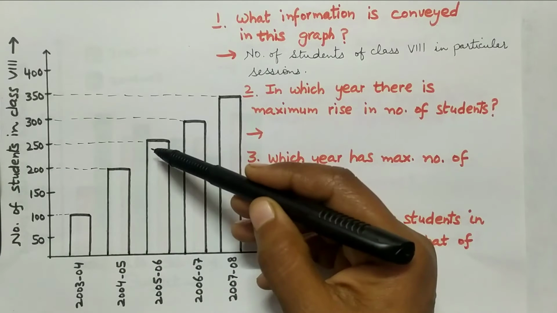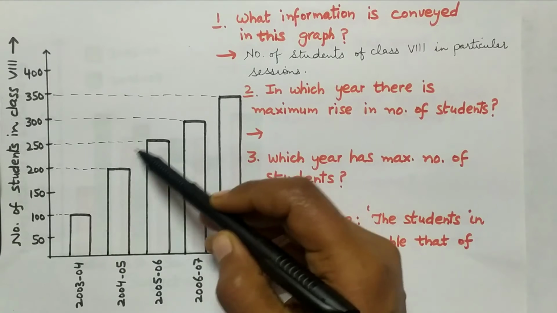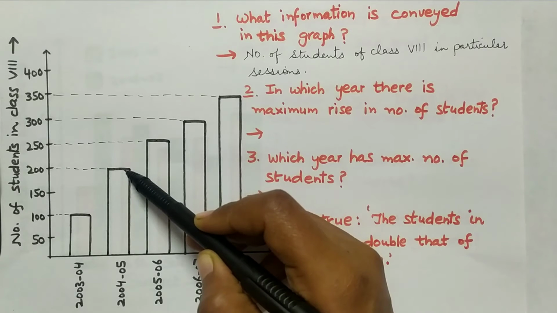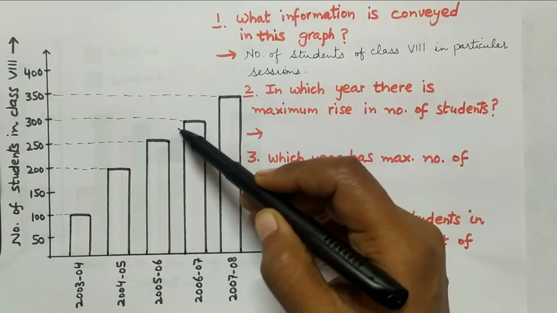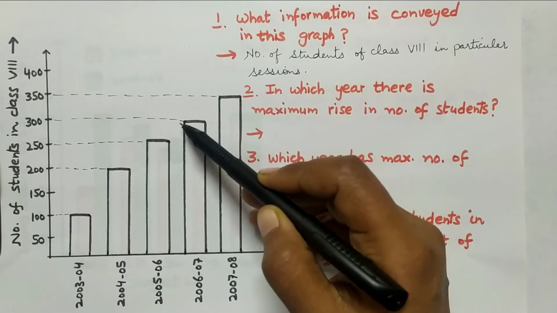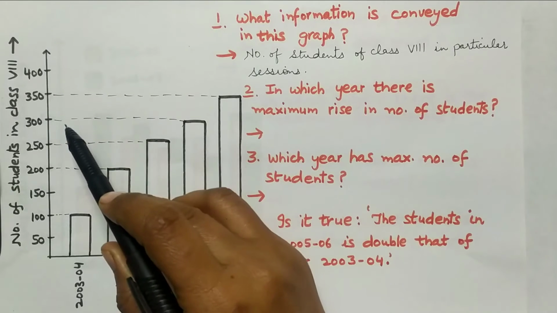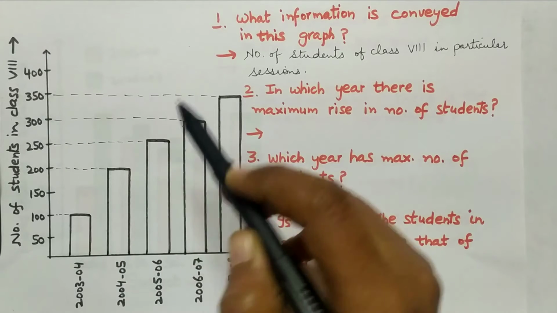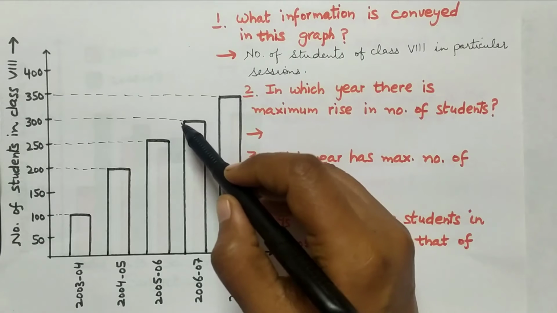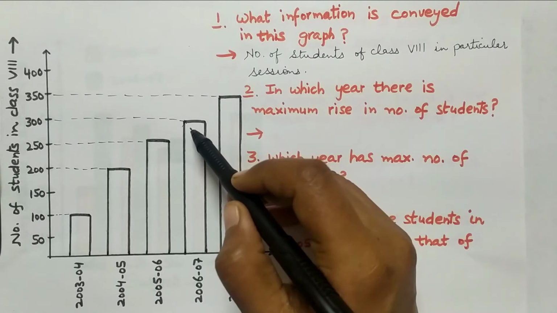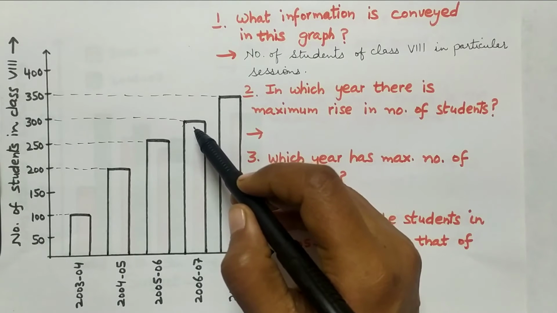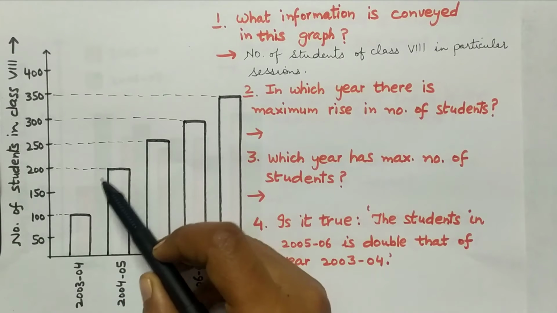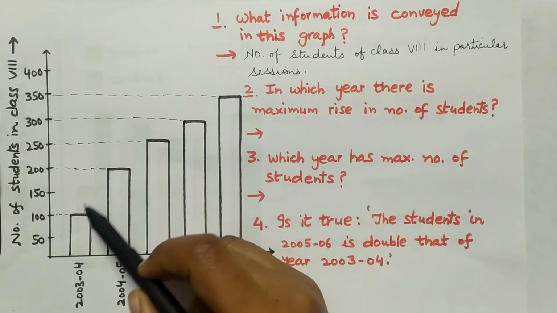In the next two years it is 200 and then 250; the y-axis gives us the values. Now the rise is 250 minus 200, which is 50. Next the jump is 300 minus 250, again 50, and then 350 minus 300, the rise in the number of students is again 50. Therefore we see that in the first two sessions the rise is maximum, the rise of 100.